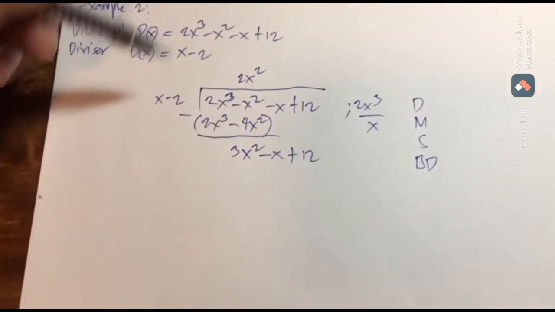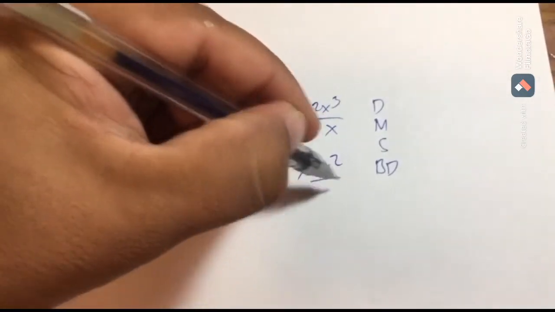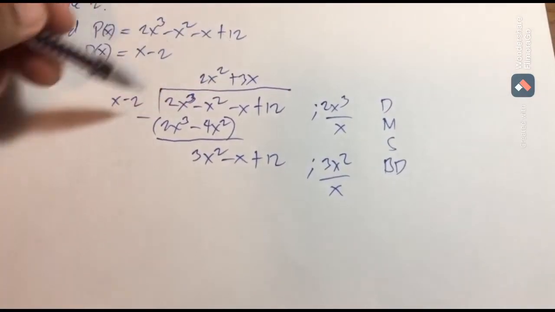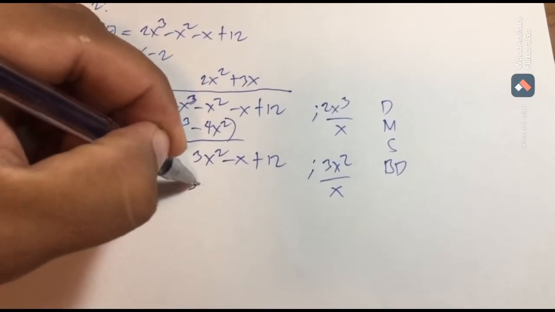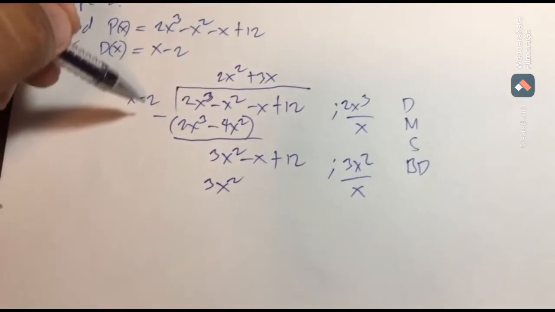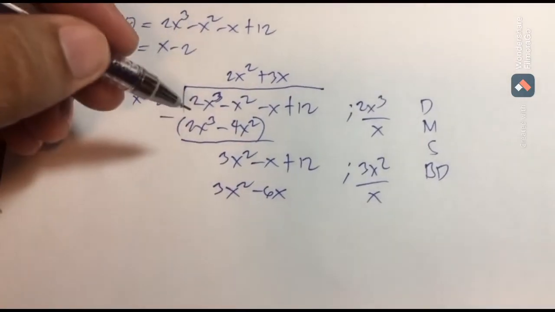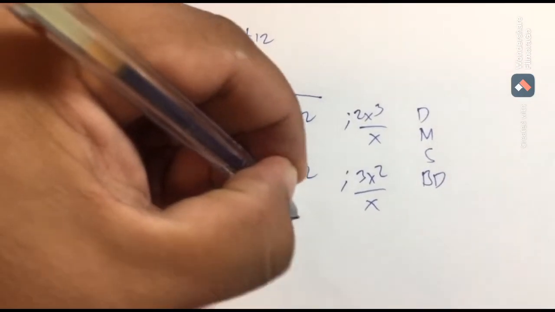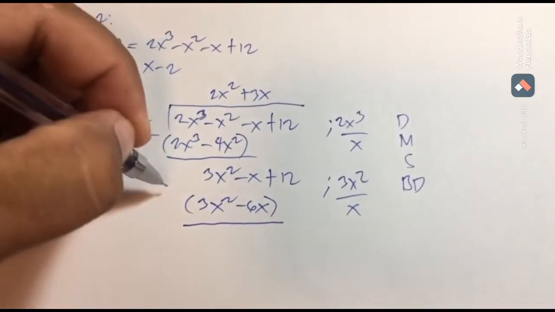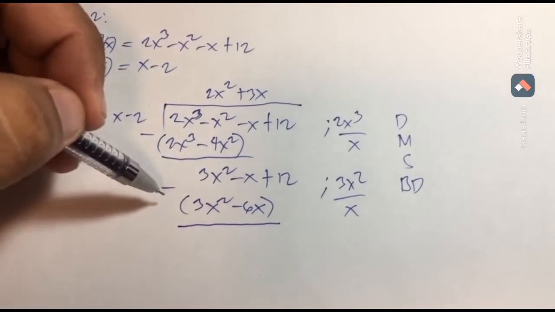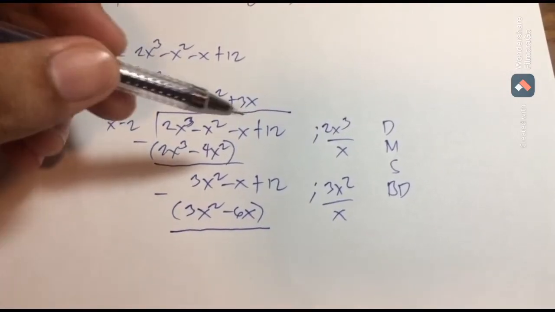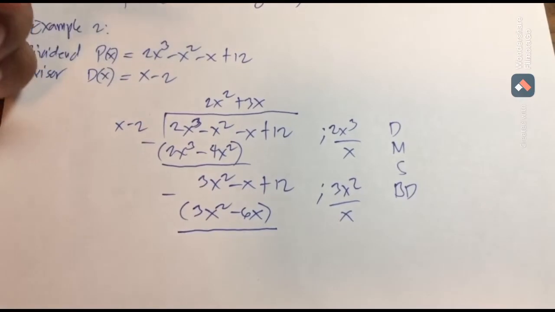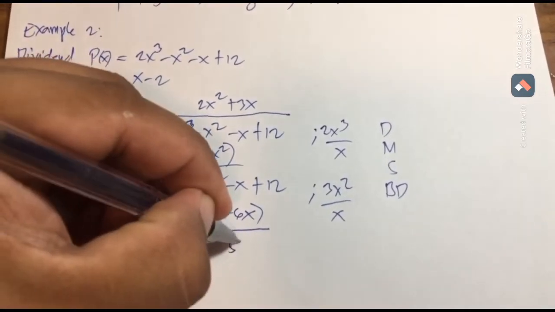3x squared divided by x. So we have 3x squared divided by x is 3x. 3x times x is 3x squared. 3x times negative 2 is negative 6x. Then again, we are done with multiplication. We will subtract. So again, we will write open close parentheses. What is 3x squared minus 3x squared? 0. So again, no need to write. Negative x minus negative 6x. Simply the answer is 5x.